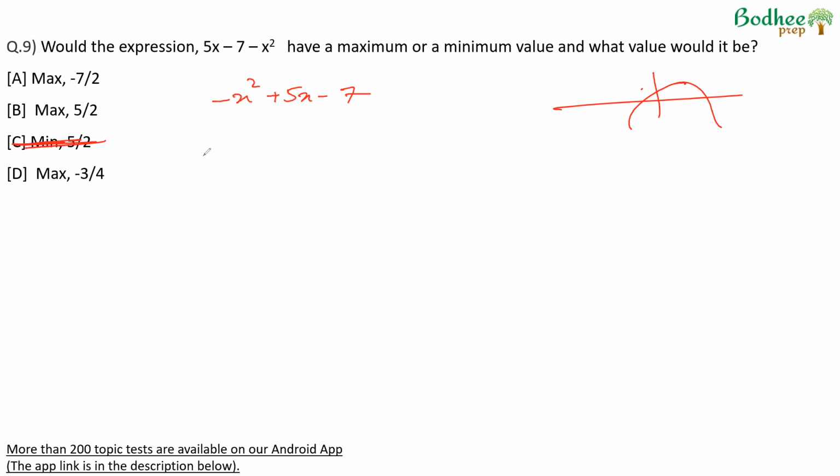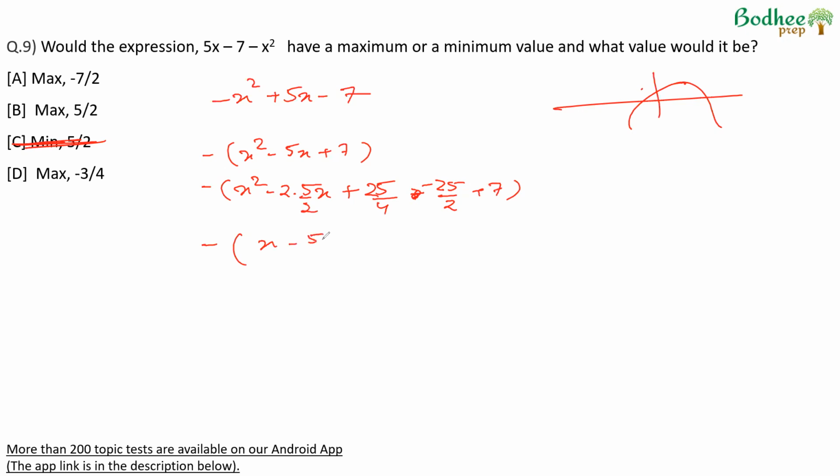This can be written as minus x square minus 5x plus 7, minus x square minus 2 into 5 by 2. We can also differentiate to get the value of x. This 5 I'm splitting as 2 into 5 by 2. 5 by 2 becomes my square term. So plus 5 by 2 square minus 5 by 2 square plus 7, minus the first three terms become x minus 5 by 2 square.